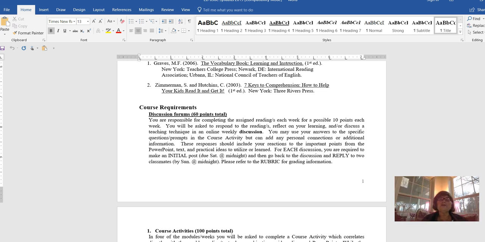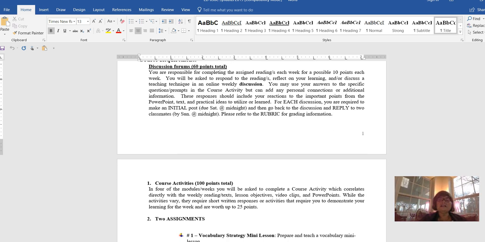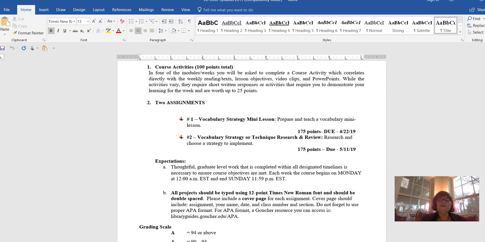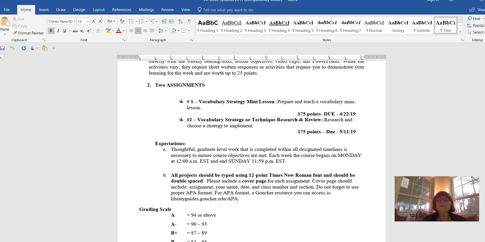In the course requirements, there are discussion forums, and they are worth 10 points each week, so you will be doing those in 6 different week sessions. There are course activities, and there are 4 of those in the different modules or weeks, and they are each worth 25 points. The 2 assignments are worth 175 each, and I have modified and made some changes.